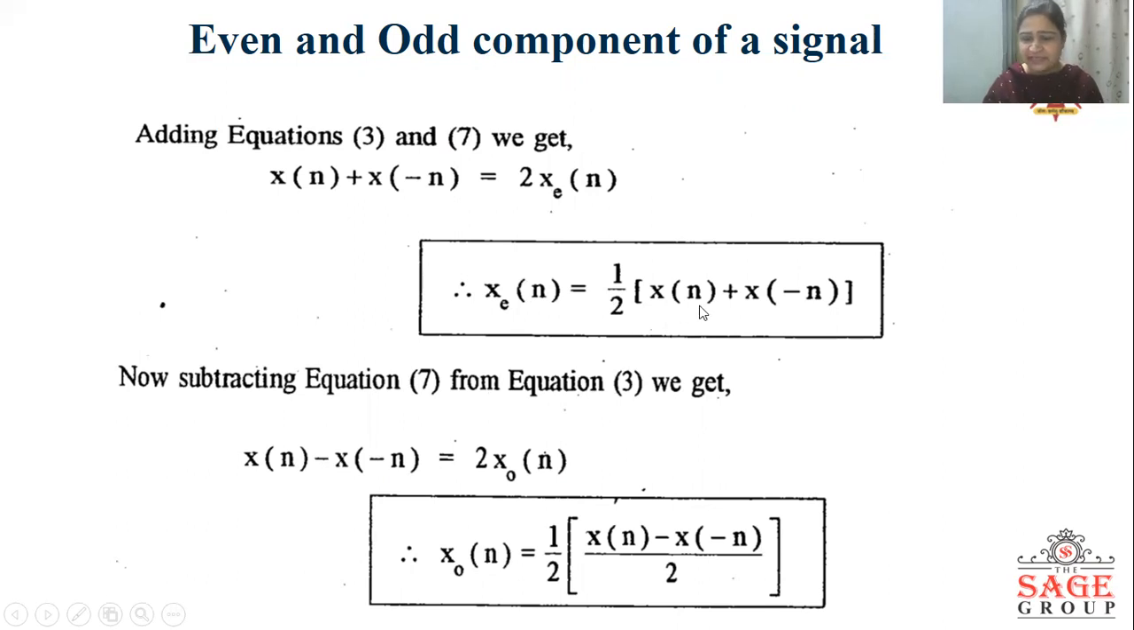We will take the signal x of n and find out its folded version x of minus n. We will sum it up and divide by 2. We will get even component. We will subtract the two and divide by 2. We will get the odd component.